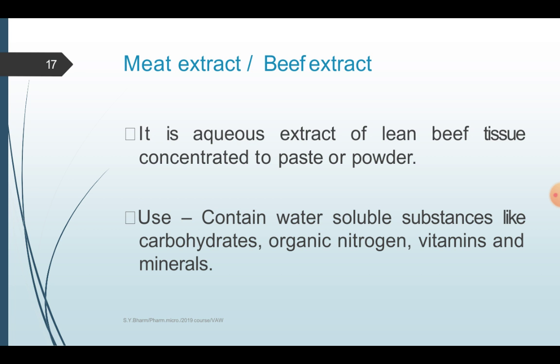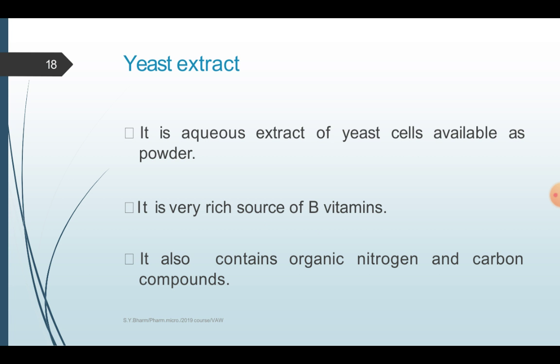Meat extract and beef extract. It is an aqueous extract of lean beef tissue concentrated to paste or powder. It contains water soluble substances like carbohydrates, organic nitrogen, vitamins and minerals. Yeast extract is an aqueous extract of yeast cells available as powder. It is a very rich source of B vitamins. It also contains organic nitrogen and carbon compounds.